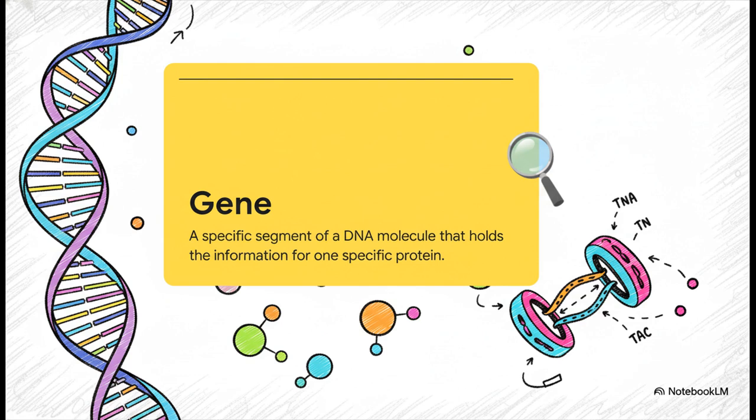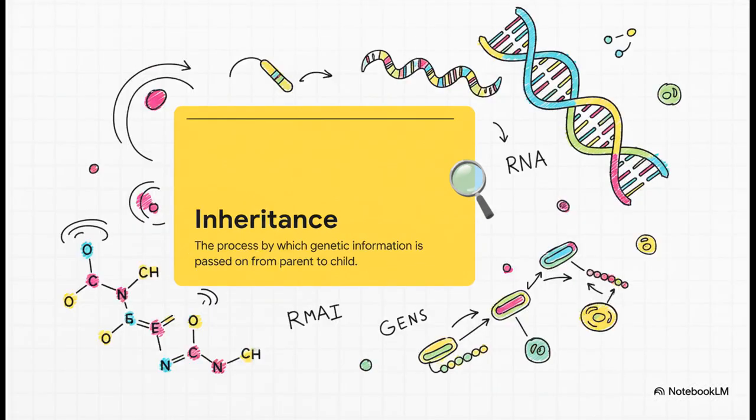If you think of your DNA as a giant cookbook, then a gene is just a single recipe inside of it. And inheritance? Well, that's simply the process of passing that whole cookbook down. It's how all that genetic information, the entire collection of recipes, gets transmitted from one generation to the next. And that is the fundamental reason why families share traits and look alike.